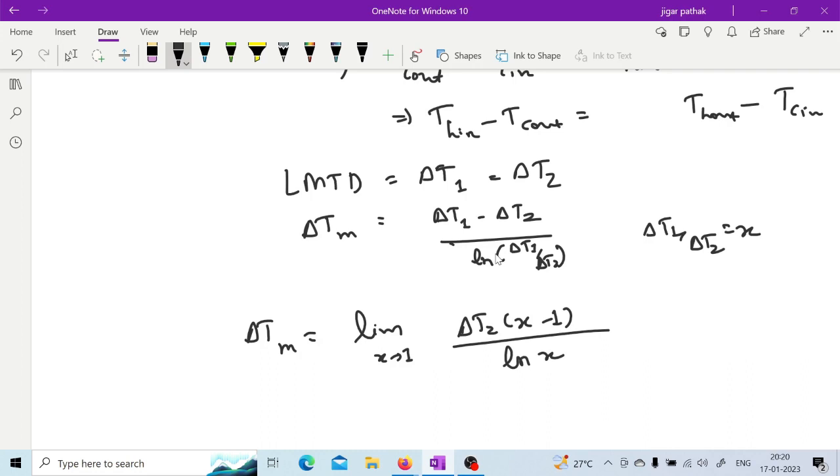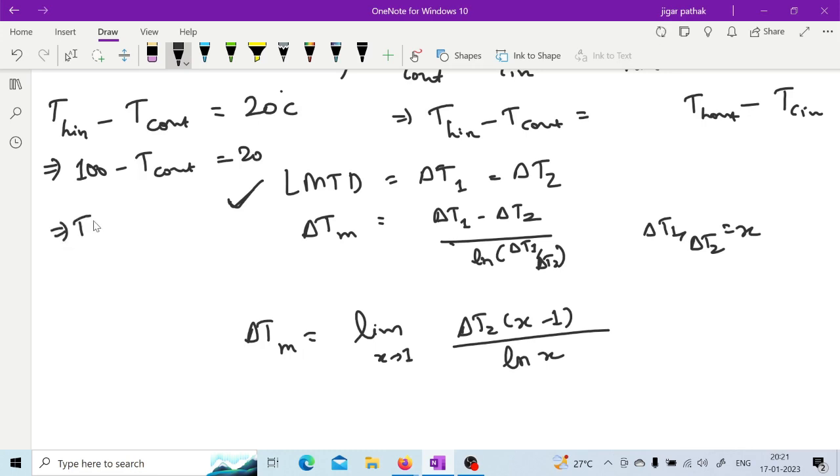Is the answer 80 degrees Celsius? Yeah, it is 80 degrees centigrade. So from this only you can have this answer, right? Because this delta Tm is 20, as provided, right? And you can equate it to TH in minus TC out, which can be equated to 20 degree, right? So TH in is given as 100, so TC out is 80 degree.